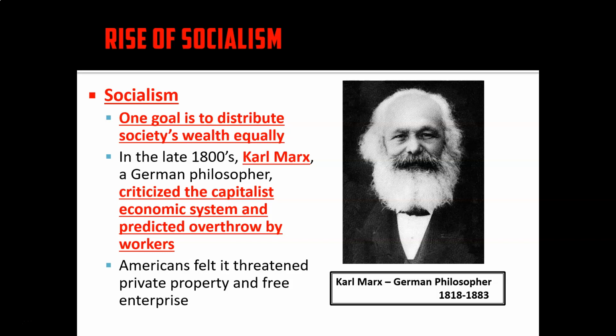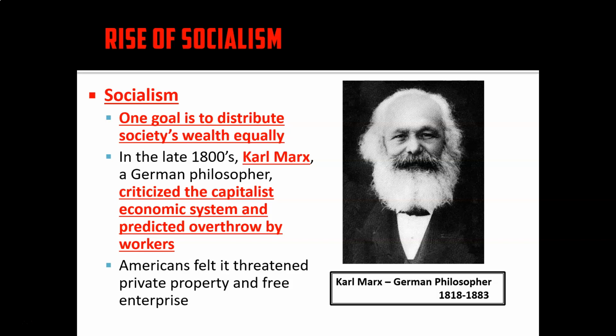Now, one goal is to distribute society's wealth equally. That is the idea behind socialism. In the late 1800s, Karl Marx, a German philosopher, believed that our capitalistic system would actually fall flat on its face, that it would be overthrown by the workers who would not put up with low wages and harsh conditions. He wasn't completely wrong about the workers rising up. It's just they were not going to try to overthrow capitalism. They were going to try to overthrow the bad practices that we talked about a little bit yesterday.